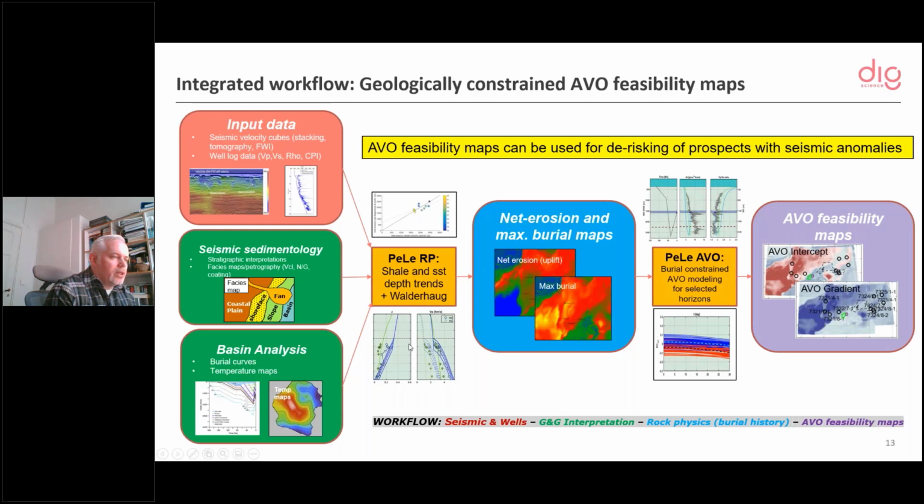And then we do rock physics analysis also to estimate net erosion maps and maximum burial maps. And if you have that in the first step, then you go to the next step where you use that to constrain AVO feasibility modeling in the space constrained by these maximum burial and net erosion maps.